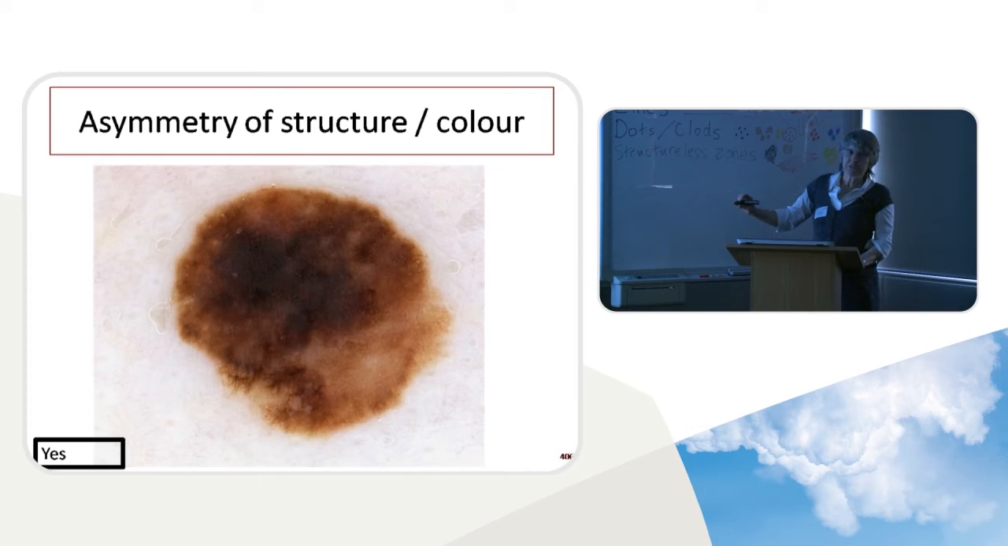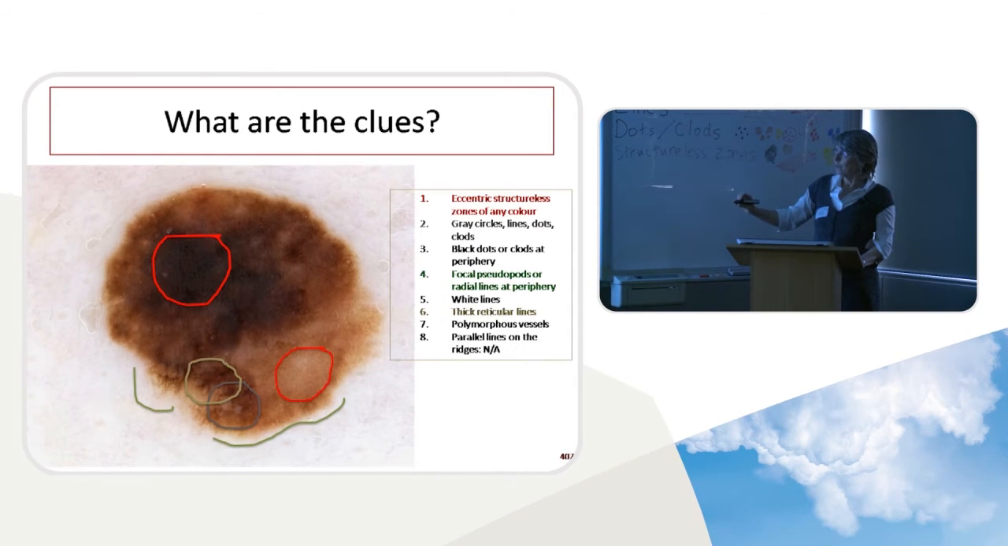Yes, this says chaos, asymmetry of colour and structure. So let's practice seeing if we can find any clues. And we can. So those are eccentric structural zones. Those are black and that's brown. We have some grey structures coming in. We have some lines coming out of the edge of the lesion. And we have some thick lines. They might be grey as well.